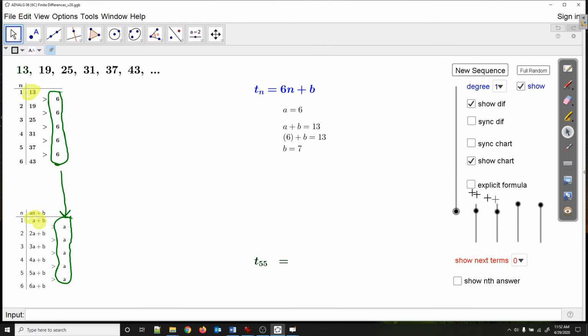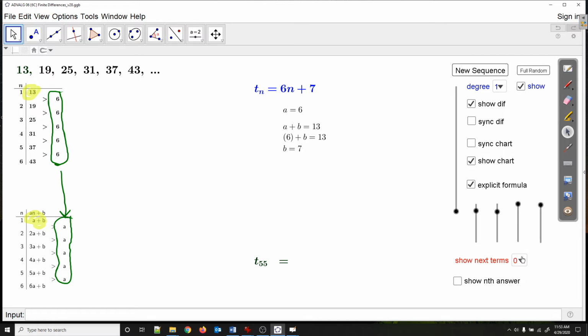Once I realize that b is 7, I have both terms, and I can come up with a formula that specifically says t sub n equals 6n plus 7. Now, if I were to ask you what the next term of the sequence is, you could do this recursively.